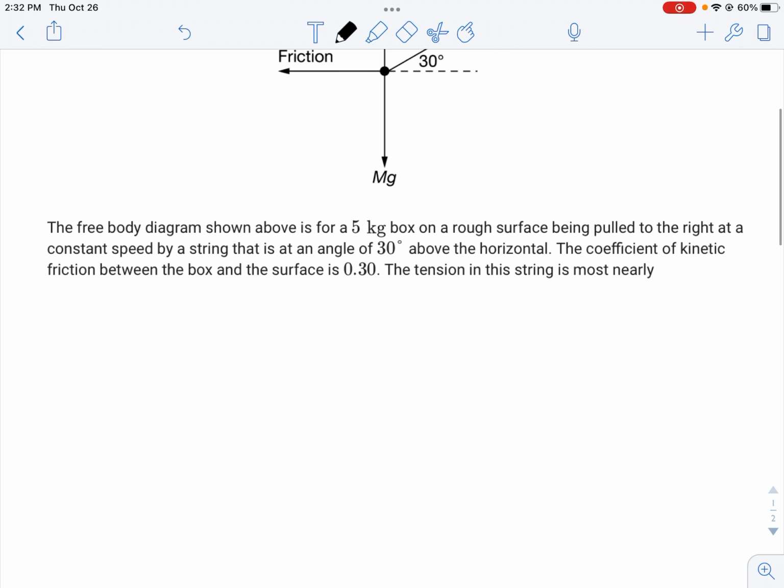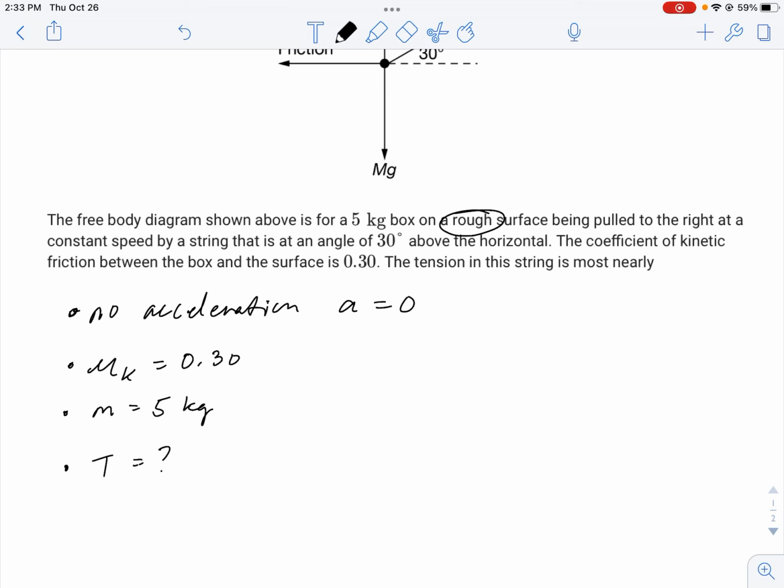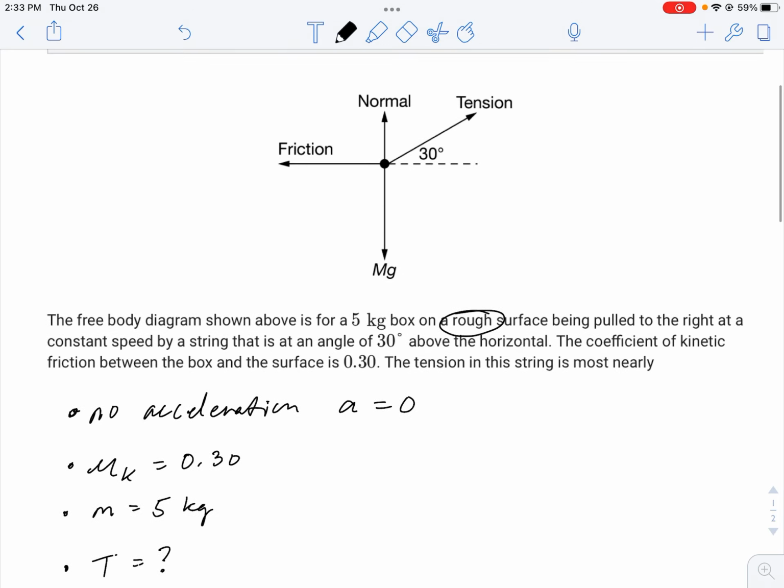All right, so let's make some notes. We have no acceleration because we're moving at a constant speed. So acceleration is 0. Coefficient of kinetic friction is 0.30. We know the mass of the box is 5 kilograms. We know it's a rough surface, we already said that because we have friction. So we're looking for the tension in the string. Well, tension is at an angle, so we're going to have to resolve it into components.